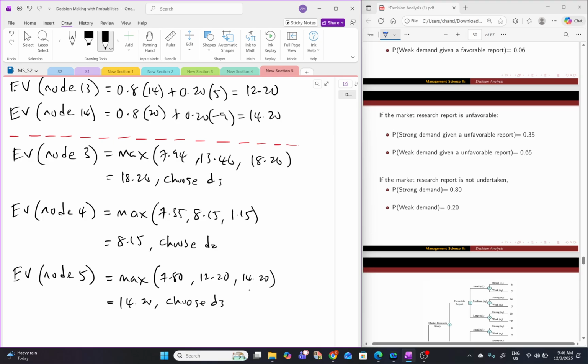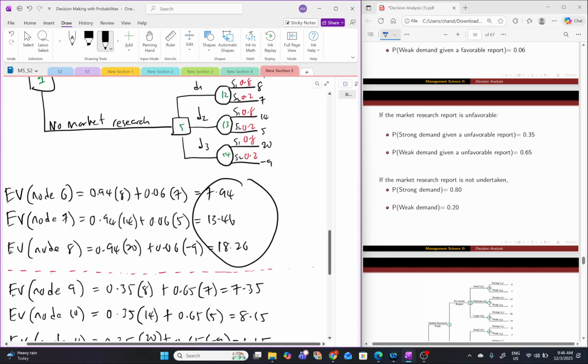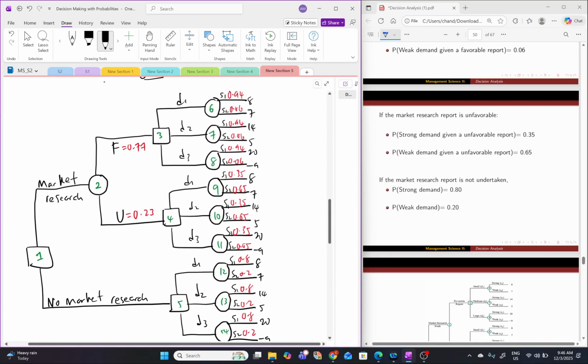So once you write this, node 3, 4, 5, yang nilai itu saya rasa you boleh tulis dekat sini untuk senangkan you punya ni. Node 3, what was the value just now? Node 3, 18 point, and then node 4 is 8.15, and this one is 14 point.